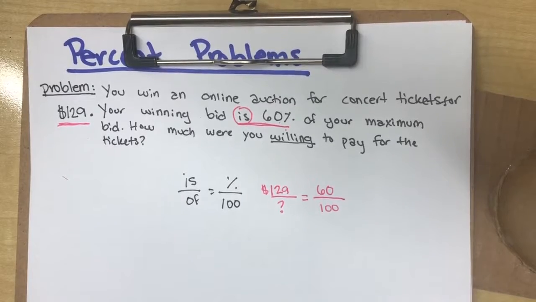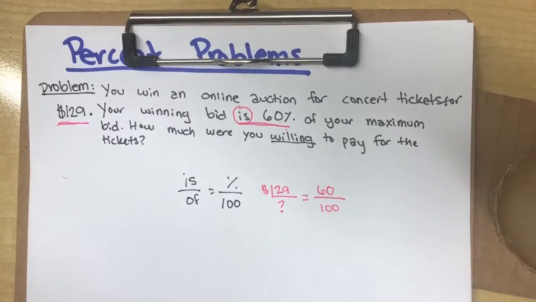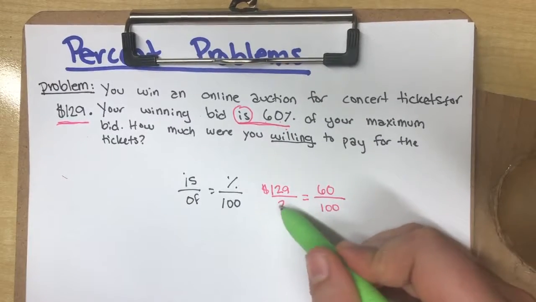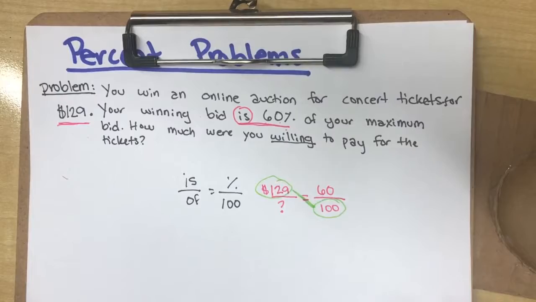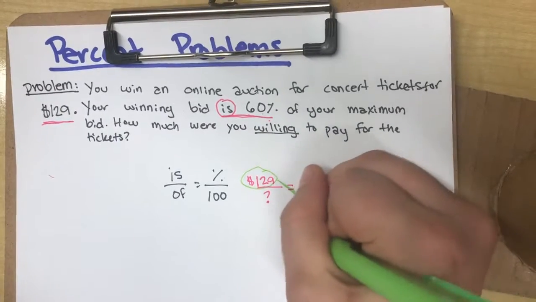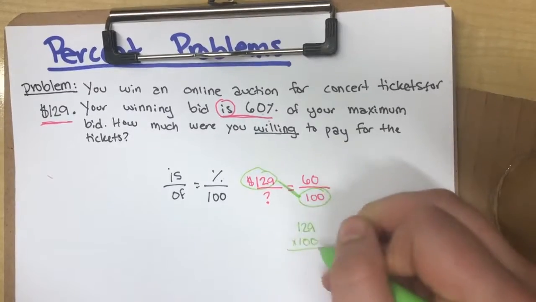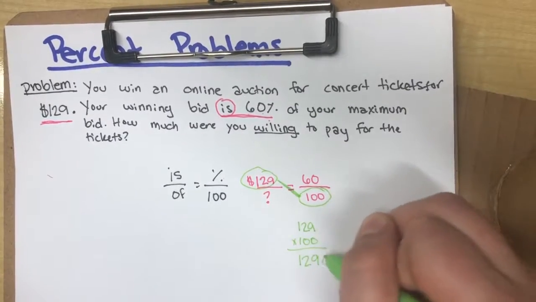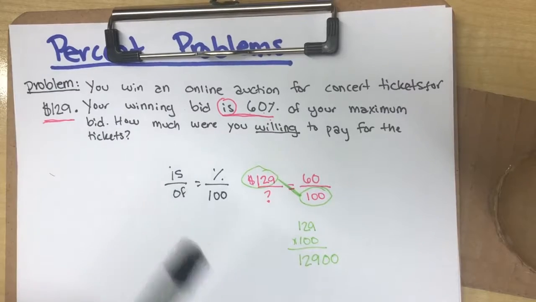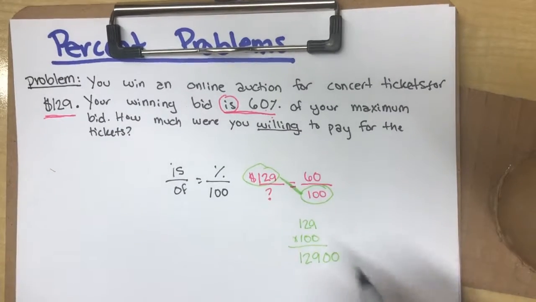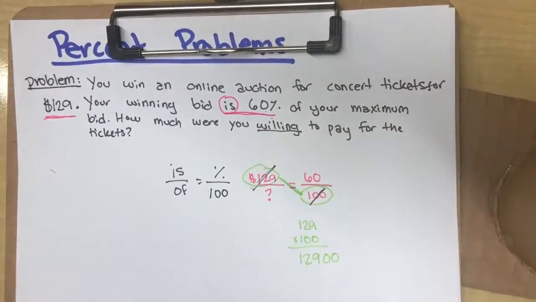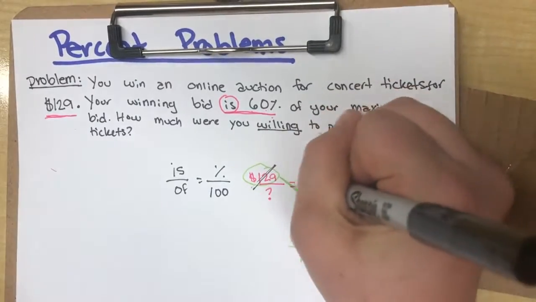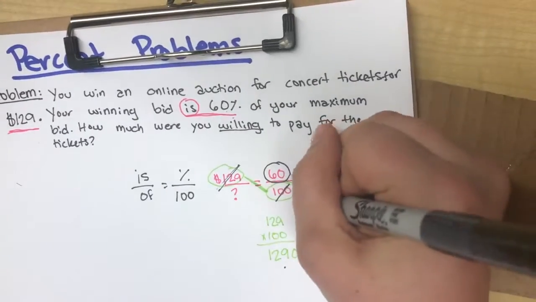So the first thing that you do, now that you have all of the variables except one, is you find which two numbers are diagonal or crisscross from each other. So these two are not, because this we don't know. But we do know these two. And these are crisscross from each other. So when you find your crisscross numbers, you multiply them. 129 times 100 is 12,900. Okay, so now I have 12,900. And then you go back to your is over of equation, and we've already used this number and this number. So we only have 60 left. And we're going to divide this number by 60.